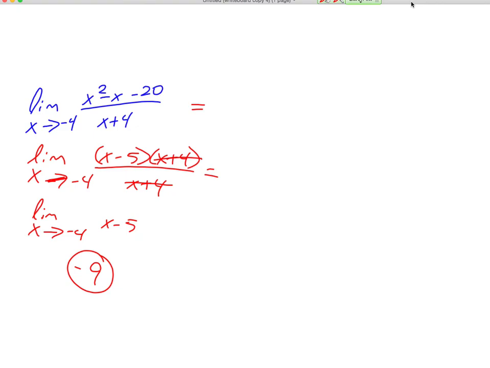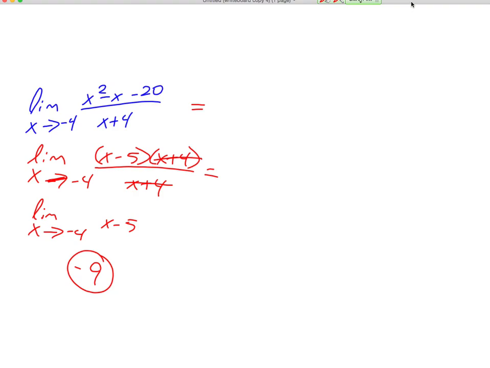Okay. So we start using the number one rule of finding a limit, which is plug in. That gave me 0 over 0, which told me I needed to do something else. In this case, I needed to factor. I canceled. As soon as I canceled, then what did I do again? Plug it in. So what does negative 9 represent? The y value of this function as x approaches negative 4.